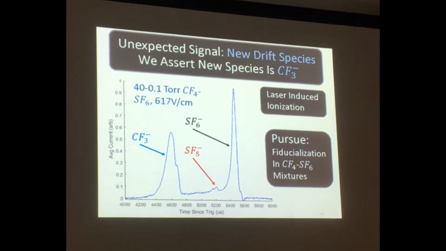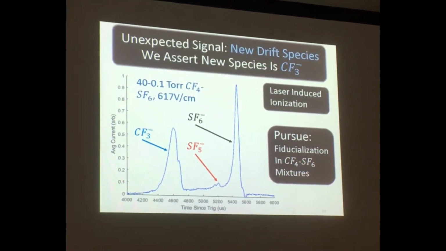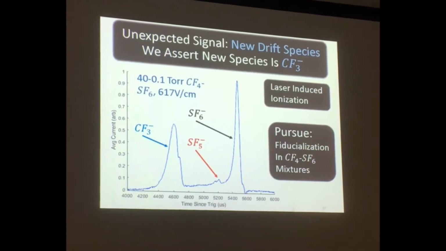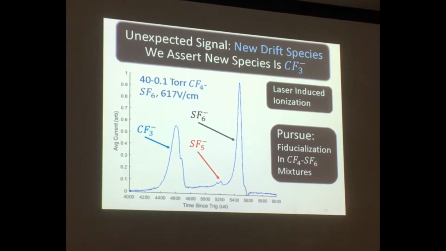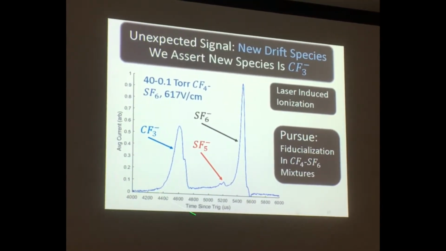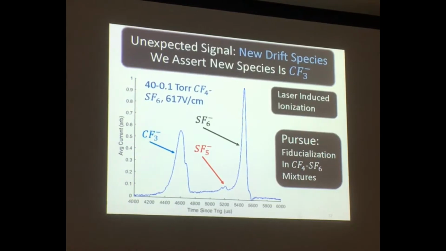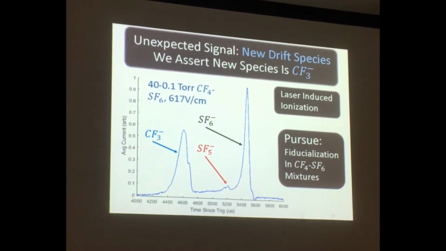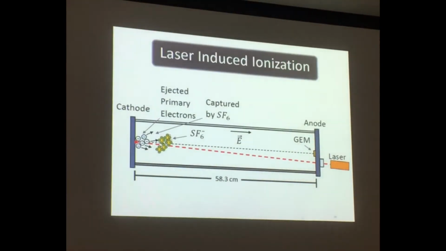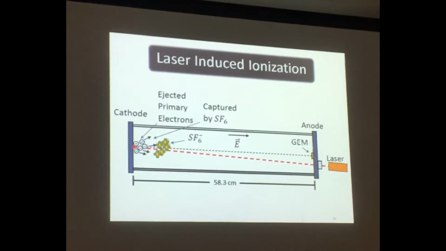This peak here, I'm going to call it CF3 minus because that's what I think it is, and I'll give a model for why I think it's CF3 minus. But this was pretty exciting. So I did a bunch of experiments trying to understand what this was, and the way I got that signal I just showed is this here.